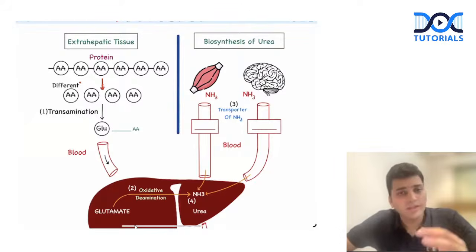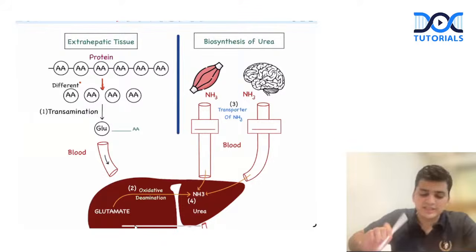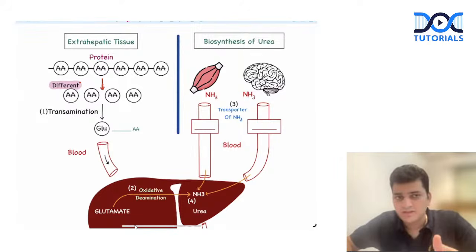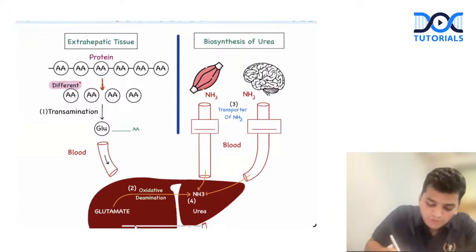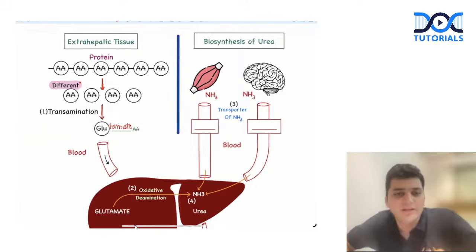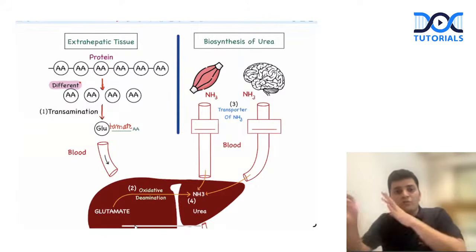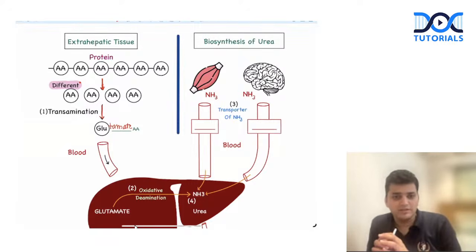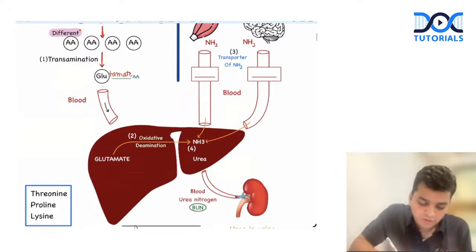So what will the extrahepatic tissue do, because glutamate was the amino acid agreeing to go to the liver? Whatever amino acid is there in the extrahepatic tissue, whether it is alanine, aspartate, valine, whatever it is, the tissue will try to convert those amino acids into glutamate, because glutamate is ready to go to the liver and donate the ammonia. So the extrahepatic tissue first converts all the different amino acids into glutamate. That process is called transamination. Once you do this, these glutamate molecules will come into the blood, travel via the blood, and reach all the way to the liver.